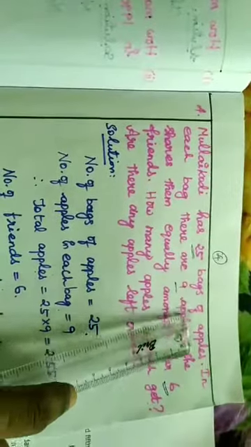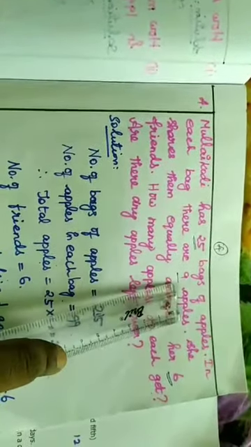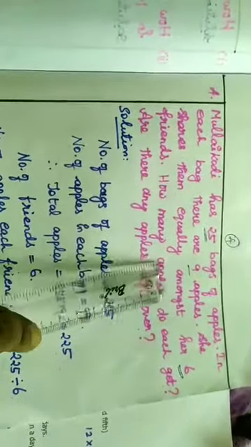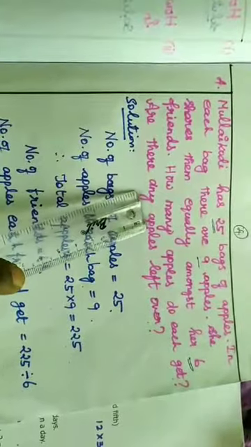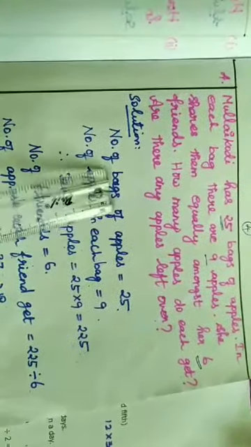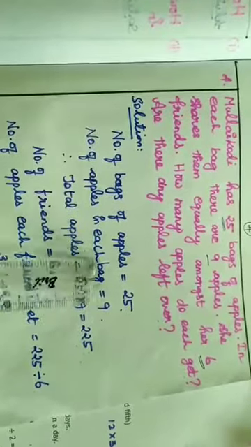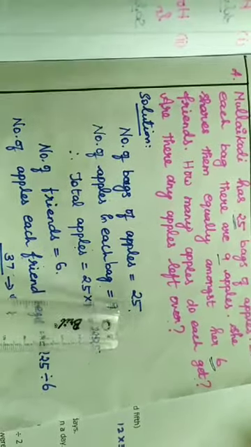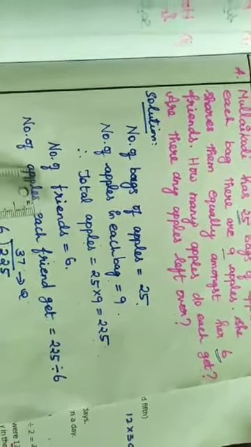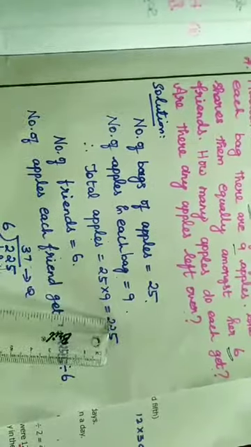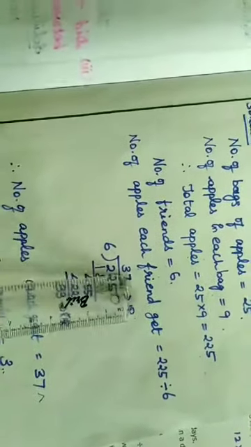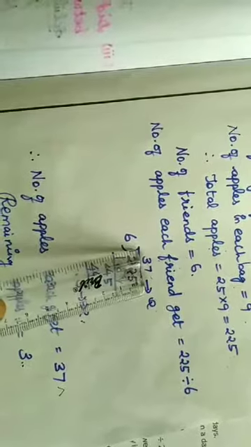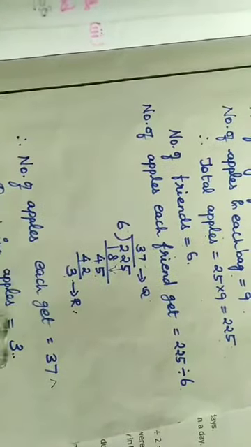Mullaikudi has 25 bags of apples and in each bag there are 9 apples. She shares them equally among her 6 friends. How many apples does each get, or are there any apples left over? Total number of bags is 25. Each bag contains 9 apples. Therefore total apples equal 25 into 9, we get 225. The number of friends is 6, so divide the number by 6. We get 37. Each friend gets 37 apples. Remaining 3 apples. Okay, go to the next one.